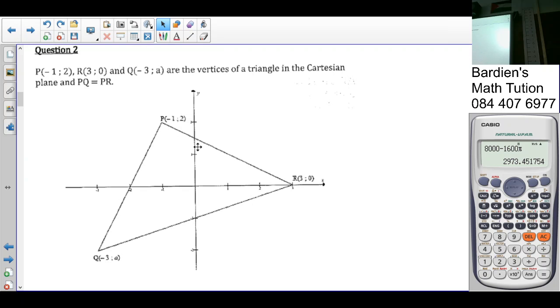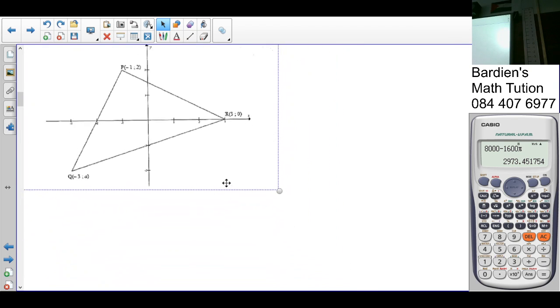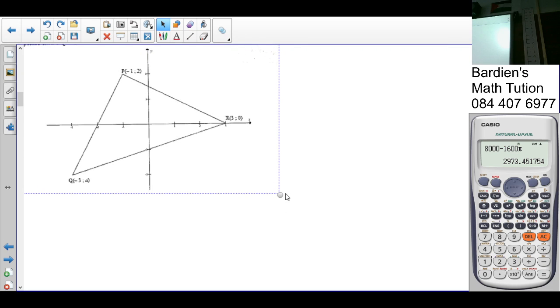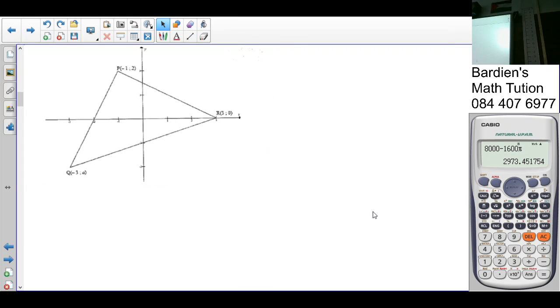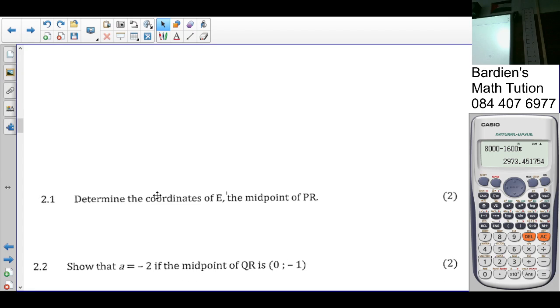Vertices are the endpoints or meeting points of a triangle in the Cartesian plane. And PQ is equal to PR. So that is not on the diagram, so I'm going to write that in. Okay. So PQ is equal to PR. Alright, there's nothing else here. Alright, first question.